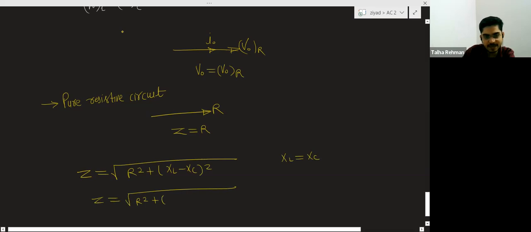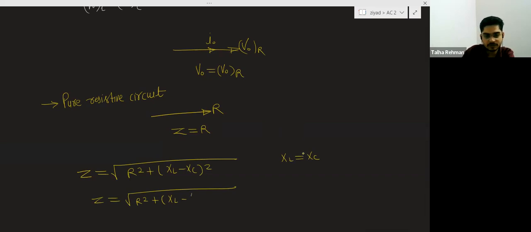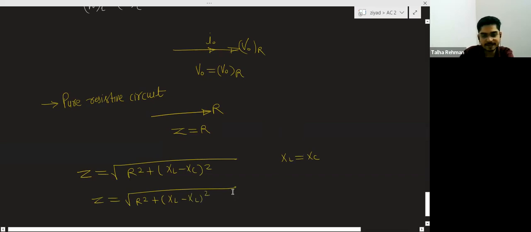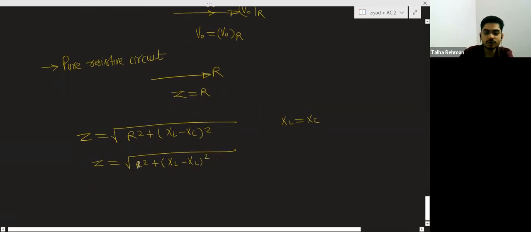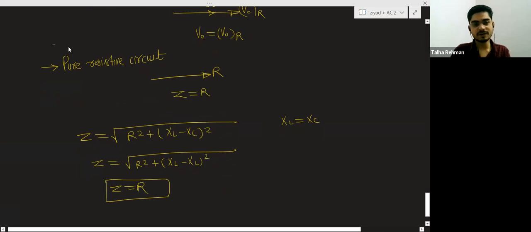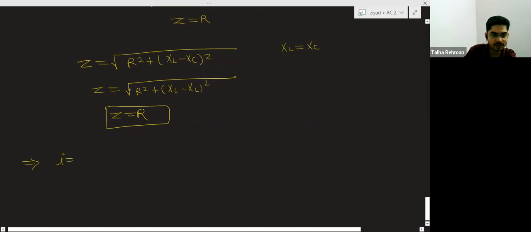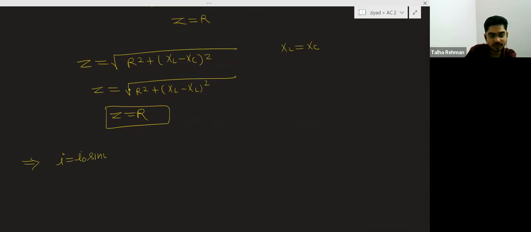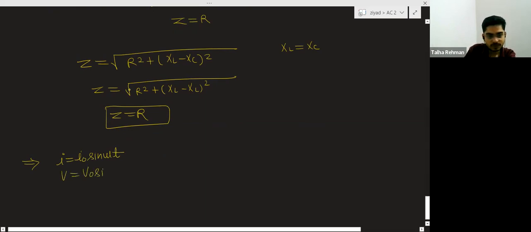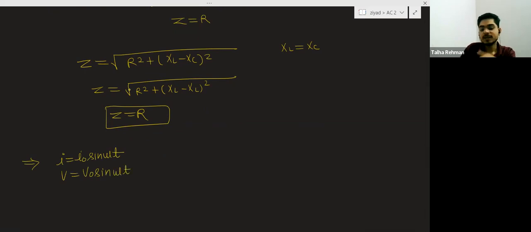So Z will become the square root of R square plus XL minus, in terms of XC, you can put XL. So this is XL minus XL, which is 0. So Z equals the square root of R square, which means Z is equal to R. So the impedance of the circuit will be only the resistance. That is why I am saying this circuit will behave as a pure resistive circuit. And if you want to write the equation of the current and the equation of the voltage, then the current is I equals I naught sine omega t. The equation of the voltage will also be V equals V naught sine omega t.